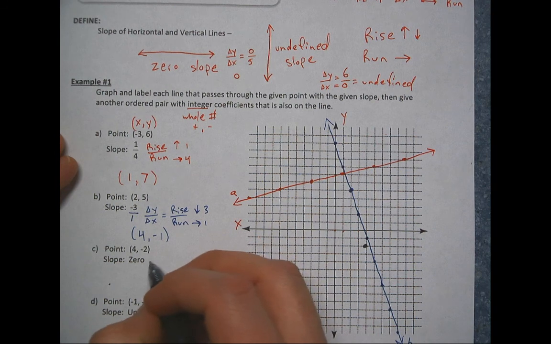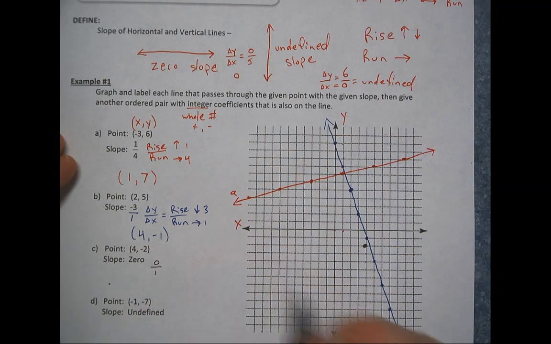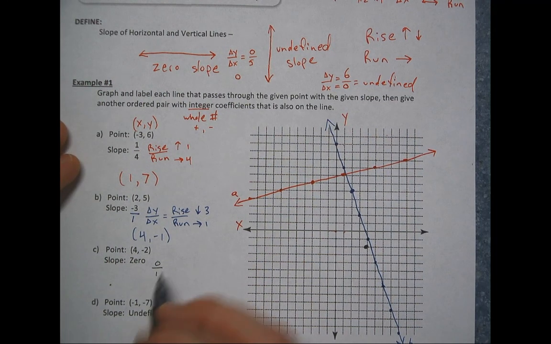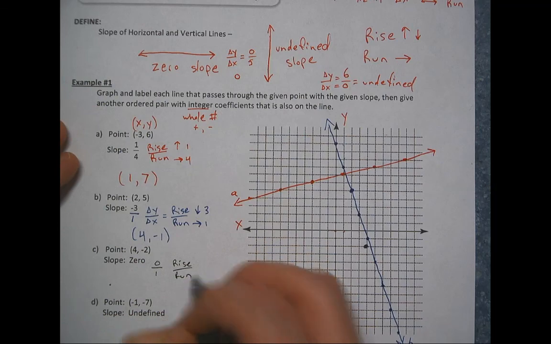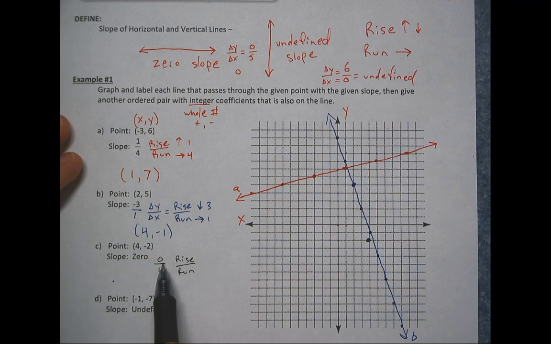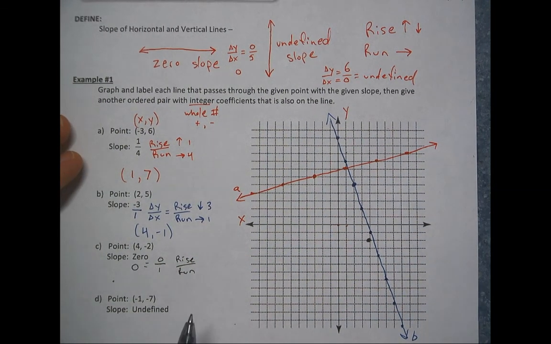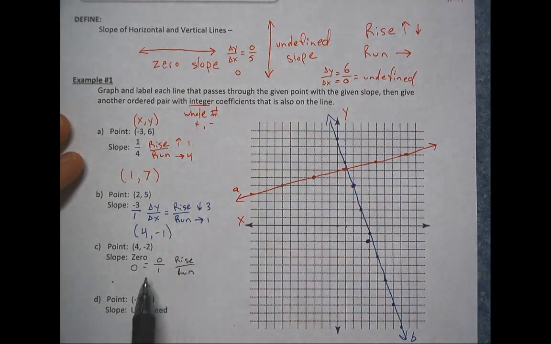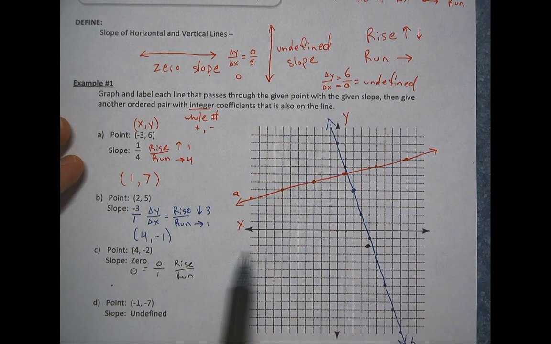So it's 0 over something. Let's just put it over 1 for now. You can put any number down here. That's your rise and run. I know 0 is on top because mathematically I can do 0 divided by 1. The answer is just 0. It's not undefined. An undefined slope is going to have the 0 in the denominator. So 0 slope, it's not going up, it's not going down, it's going to be straight across.